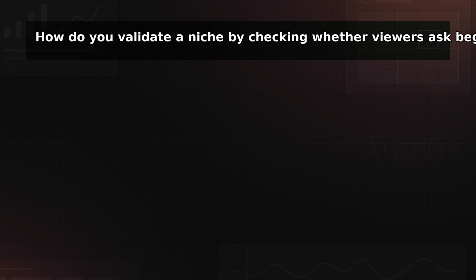Greenlight the niche if you can find at least 5 beginner questions, 5 intermediate questions, and 3 bridge questions across at least 3 sources. If you only see beginner questions, you may get clicks but not long-term depth. If you only see intermediate questions, it'll be harder to bring new viewers in.